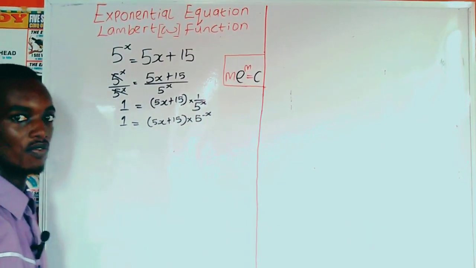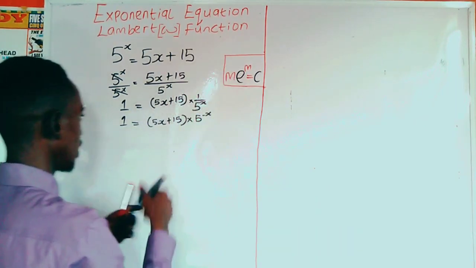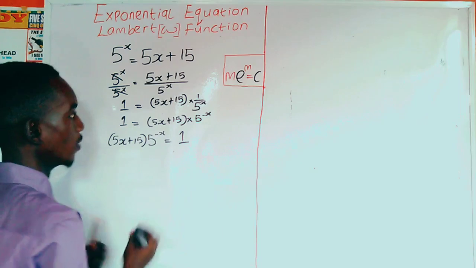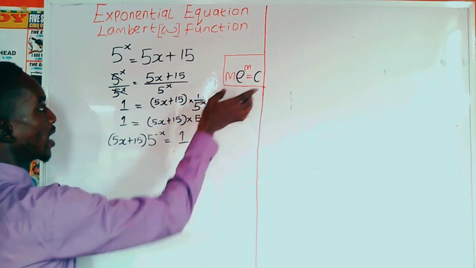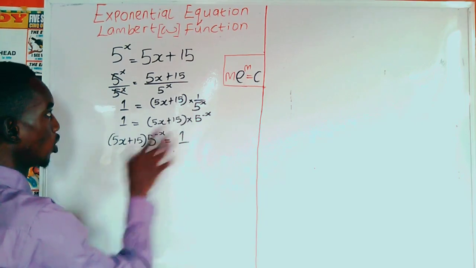Yes, we are making very big progress. So let's flip this so as to look exactly like this. We have 5x plus 15, times 5 raised to the power negative x, equals 1. We just flipped it; we haven't done anything much. So we see that we are getting close to this, but we still have a lot of differences.